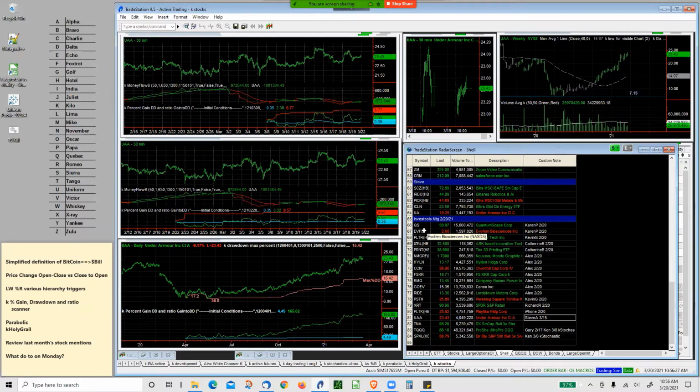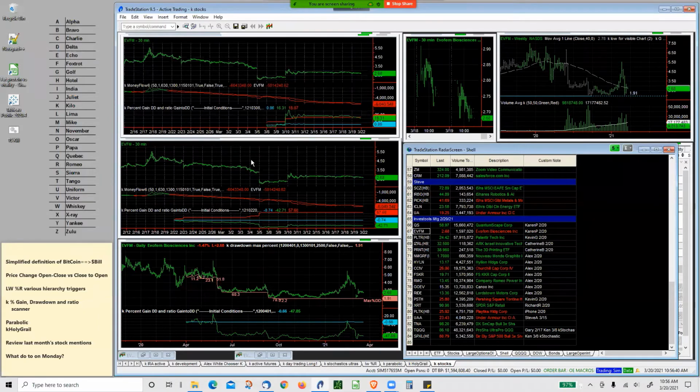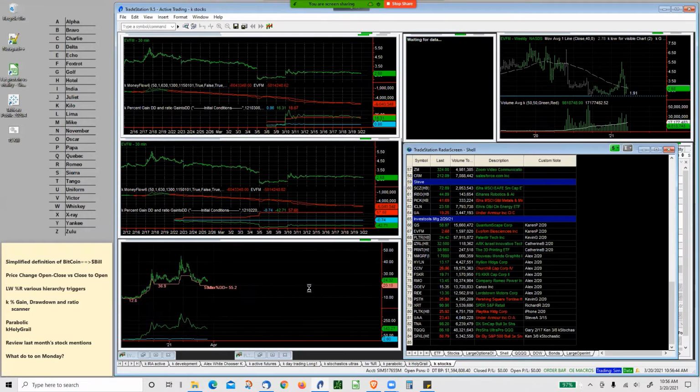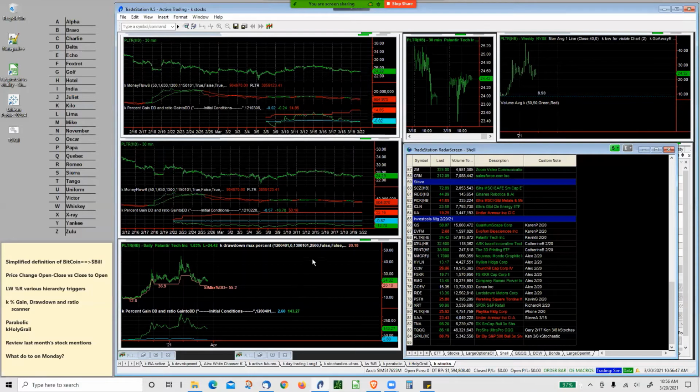I will trade down to minute bars and out to daily bars, so I span a bit of a range here. That EVFM was definitely something that hasn't performed very well. Here is PLTR, which was doing extremely well, but over the last month it's actually gone down 33%. And I don't see any kind of an uptick, and especially since the money flow is still going down, this is still heading downward.